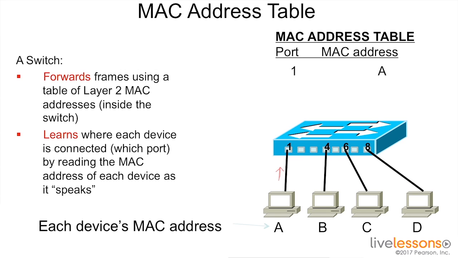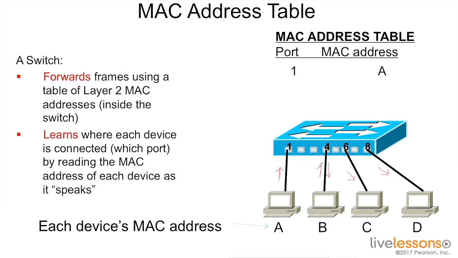It then checks the MAC address table to see if it knows which port the destination MAC address resides on. If it doesn't, it will take that frame and send it out every port, trying to find that MAC address. Eventually, the correct device will respond.